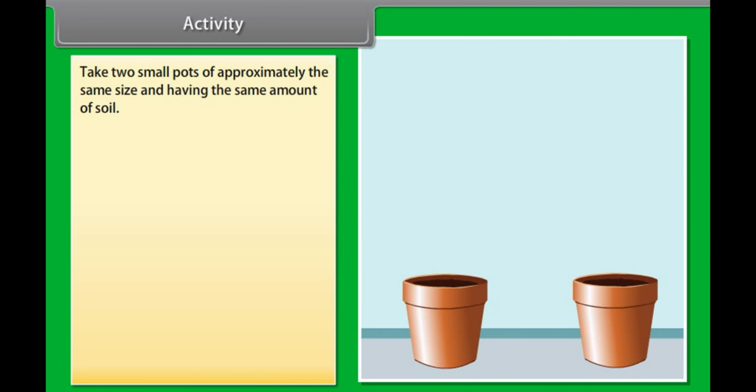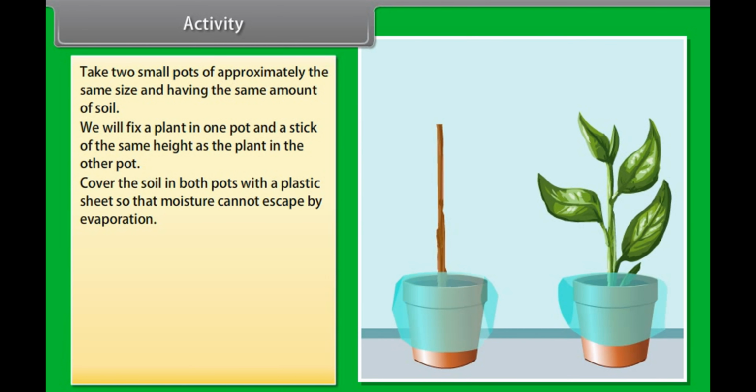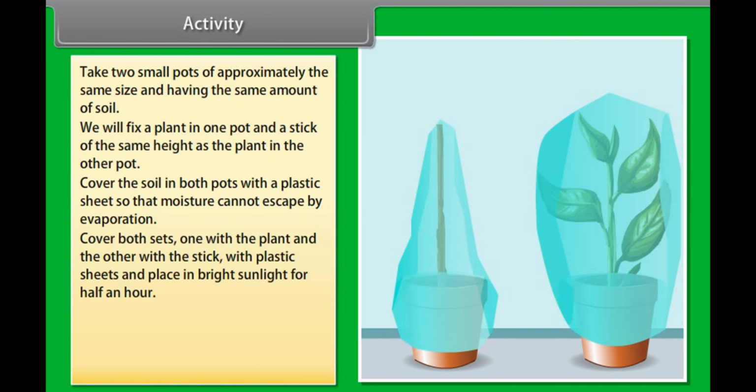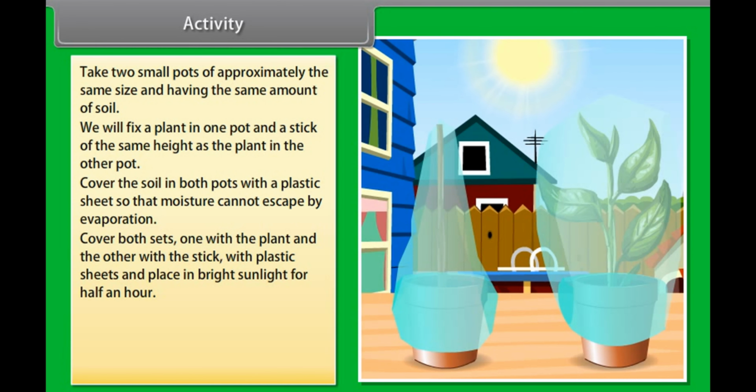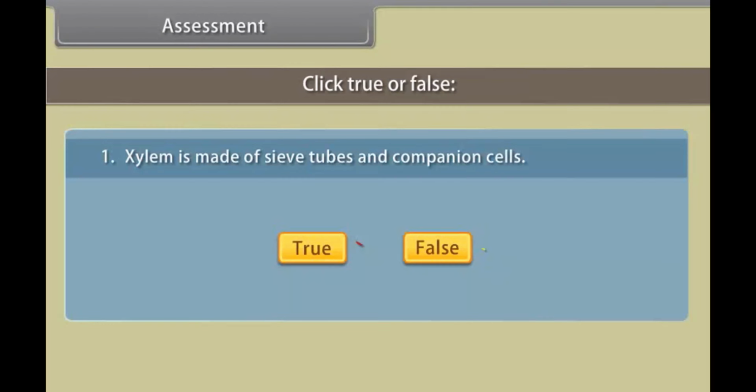Activity. Take 2 small pots of approximately the same size and having the same amount of soil. We will fix a plant in one pot and a stick of the same height as the plant in the other pot. Cover the soil in both pots with a plastic sheet so that moisture cannot escape by evaporation. Cover both sets, one with the plant and the other with the stick, with plastic sheets and place in bright sunlight for half an hour. The pot with plant has small droplets of water inside the plastic sheet. This is due to the transportation of water and transpiration from leaves.